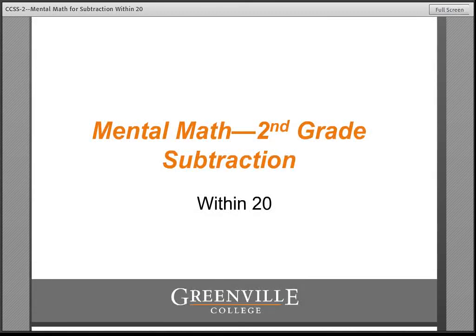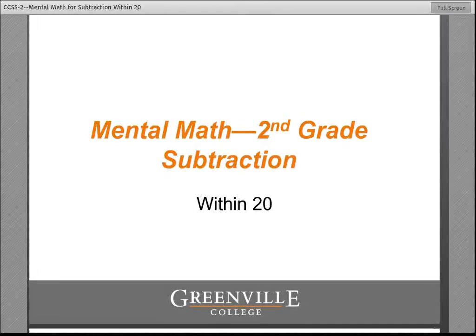We continue our investigation of Standard 2.0A.2, fluently add and subtract within 20 using mental strategies. And now we are moving into using those mental strategies with subtraction. As you can probably expect, this tends to lag behind the mental strategies for addition.